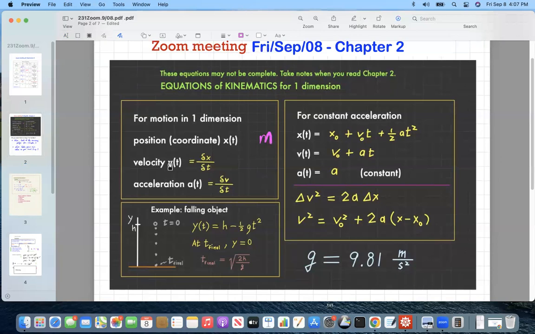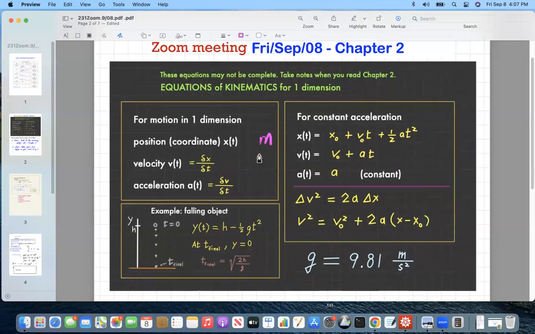Now, the standard unit of velocity will be, I have here in the numerator meters, in the denominator seconds, so it'll be meters divided by seconds. It's the rate of change of the coordinate.